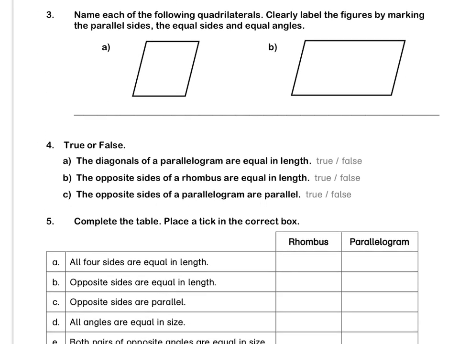Question 3. Name each of the following quadrilaterals. Clearly label the figures by marking the parallel sides, the equal sides, and equal angles. Remember, in a rhombus and a parallelogram, the opposite angles are equal in size. Therefore, this angle is equal to that angle, and this angle is equal to that angle. Pause this video to complete question 3 and question 4 by yourself.